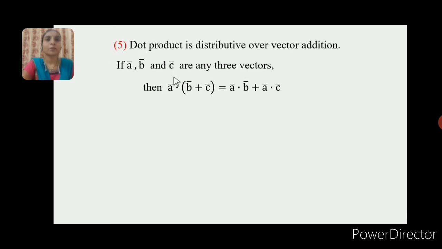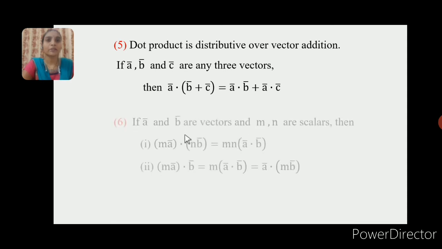Fifth note, dot product is distributive over vector addition. If a bar, b bar and c bar are any three vectors, then a bar dot in bracket b bar plus c bar bracket complete is equal to a bar dot b bar plus a bar dot c bar. That is, dot product is distributive over vector addition.